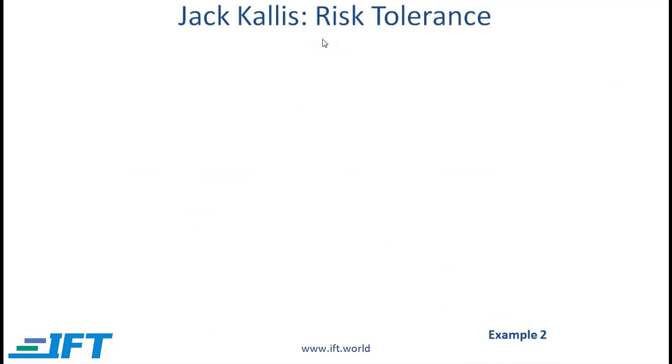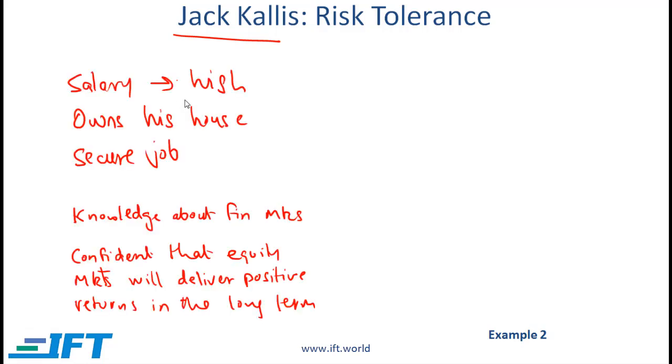Now let's look at risk tolerance through an example, and we'll take a particular client of ours called Jack Callis. Let us come up with some basic information about Jack Callis. Imagine that Jack Callis comes to you for the first meeting. You are going to be his investment advisor, and here is the information that you collect. Jack has a reasonably high salary, owns his own house, has a fairly secure job.